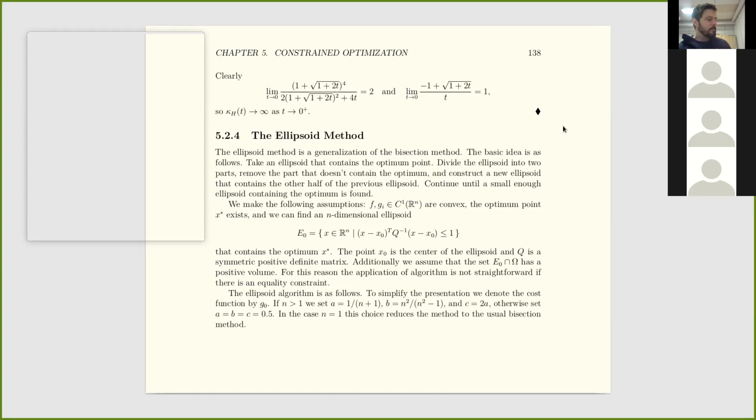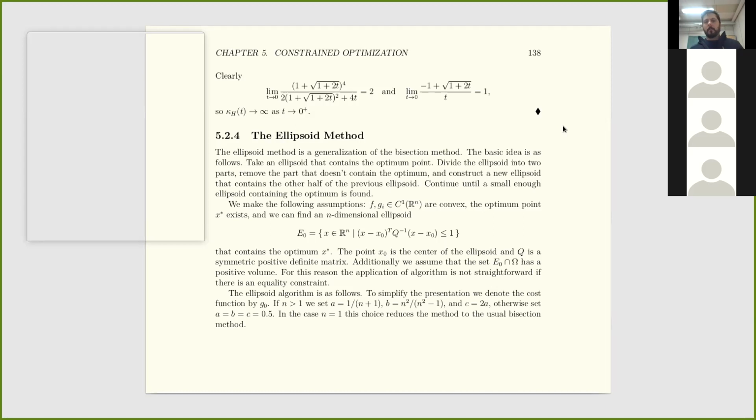In the ellipsoid method, instead of having just a one-dimensional region, you can think of us as having a multi-dimensional ellipsoid. Ellipsoid meaning like a squeezed version of a sphere. So we have an ellipsoid-shaped region where we know that the region contains the optimum point.